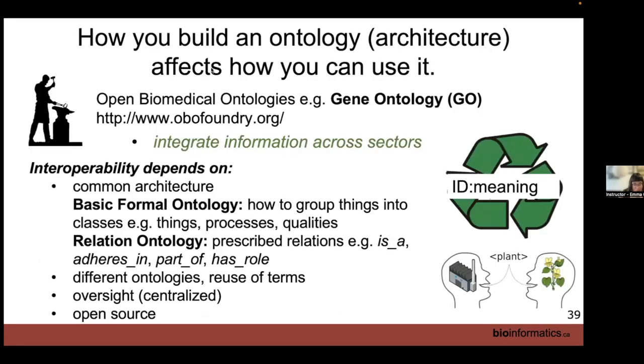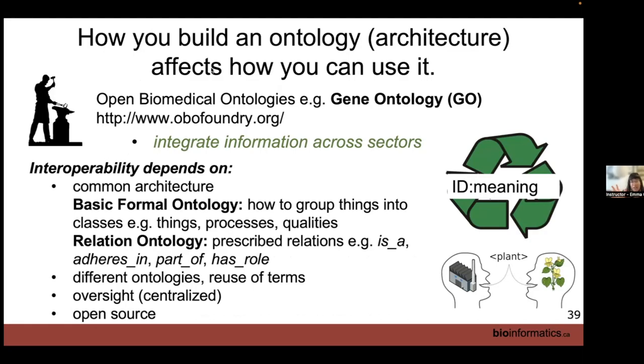Another important concept to recognize is that not all ontologies are interoperable. Some ontologies are built for a particular purpose, and so they're kind of standalone resources. To really get the bang out of your ontology buck, it's best to use ontologies that have been built with a common architecture. So a great source for interoperable ontologies is called the OBO Foundry.